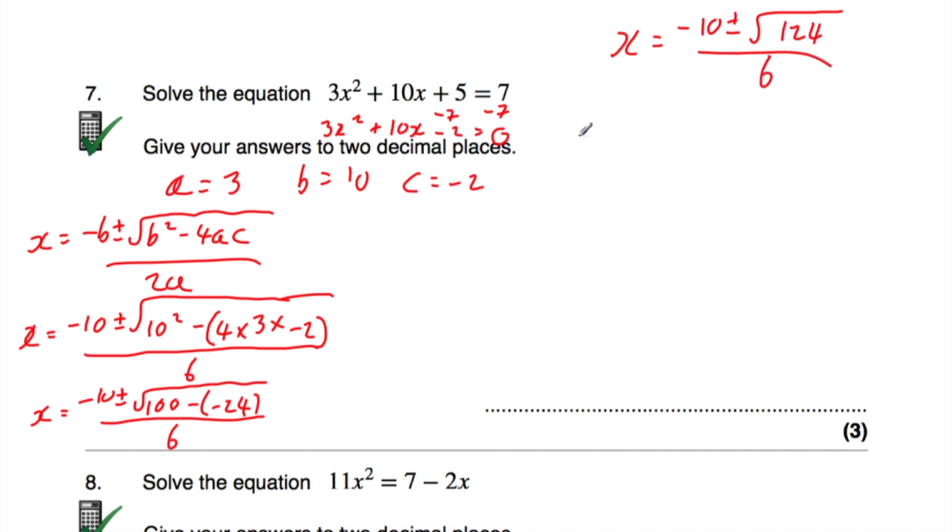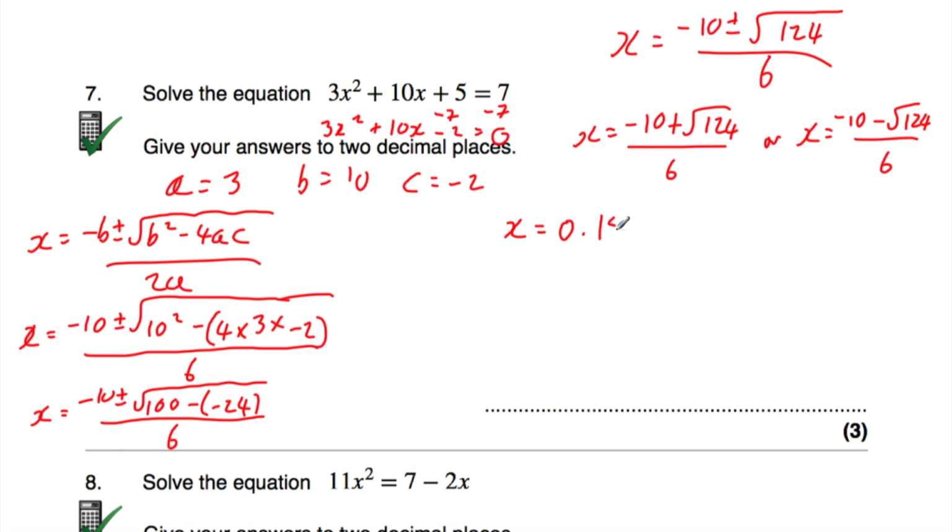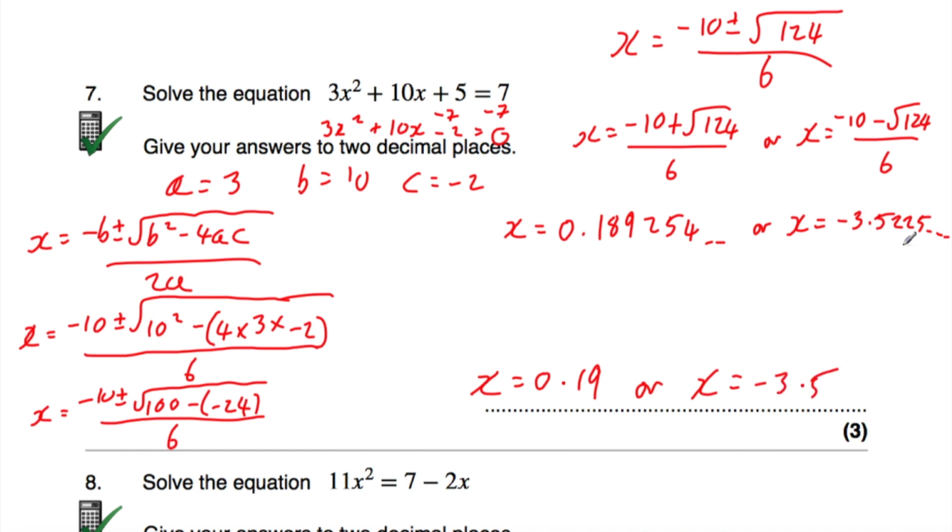So then if we get our two solutions, x is equal to negative 10 plus the square root of 124 divided by 6, or x is equal to minus 10 minus the square root of 124 over 6. And then if we work this out in our calculator, we get x is equal to 0.189254 and so on, or x is equal to minus 3.5225 and so on. I've been asked to give our answers to two decimal places, so that means that x is equal to 0.19 or x is equal to minus 3.52. And that's it. So there are two possible solutions.